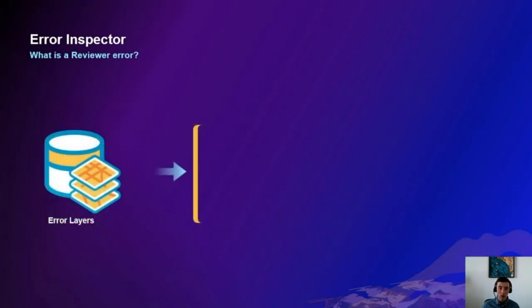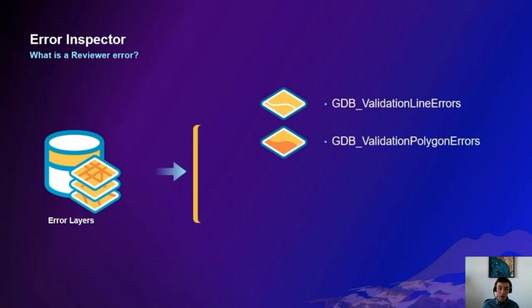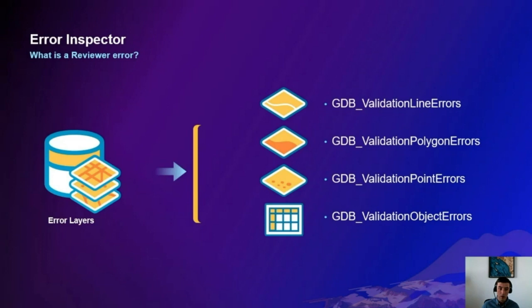As I mentioned, error records are stored as layers in your geodatabase based on the type of error geometry being generated. They are comprised of 3 feature classes and one table. So this includes a feature class for polyline error geometry, one for polygon error geometry, one for point error geometry, and a table for non-spatial errors.